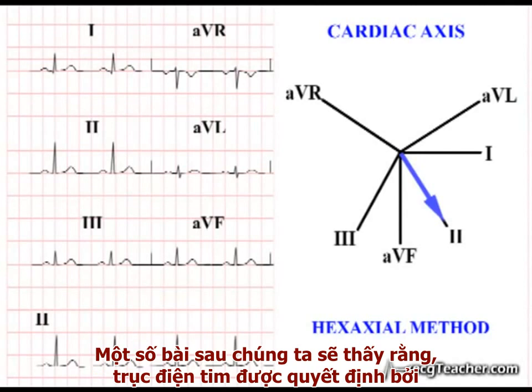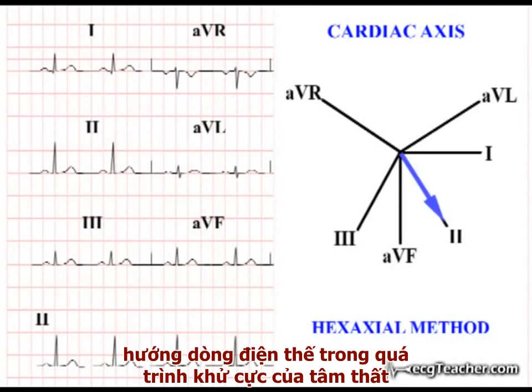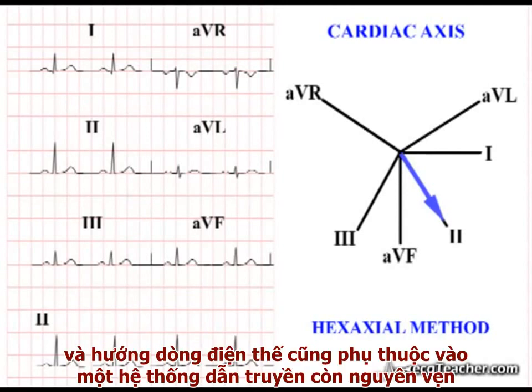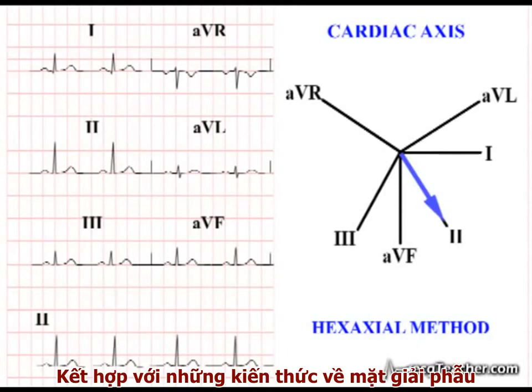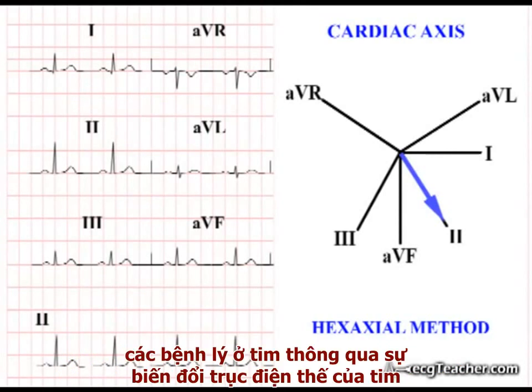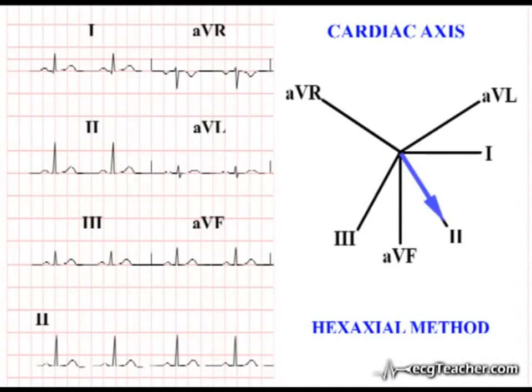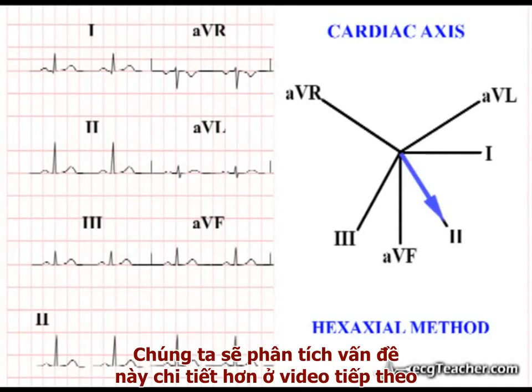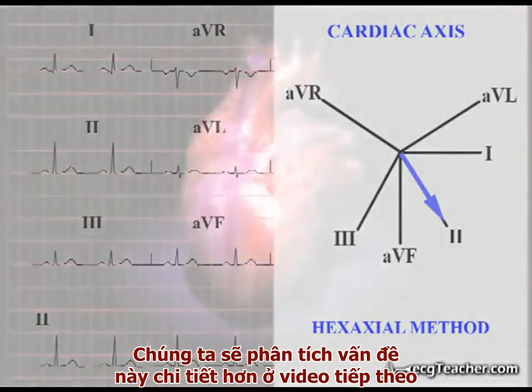As we'll see shortly, the cardiac axis is determined by the pattern of flow of depolarization in the ventricles, and this in turn is determined by an intact ventricular conducting system. Combined with a little anatomical knowledge, we can diagnose disease by detecting shifts in the position of the cardiac axis. We'll now explore this area in more detail in the videos which follow.